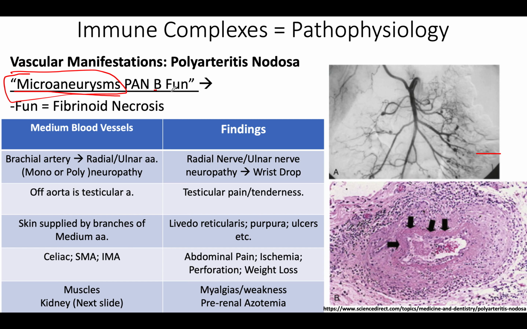And the fun, you might be wondering, what's fun mean? The F in fun means fibrinoid necrosis. Okay, so polyarteritis nodosa is a necrotizing vasculitis. It is a necrotizing vasculitis, and PAN B fun reminds me that it causes fibrinoid necrosis.